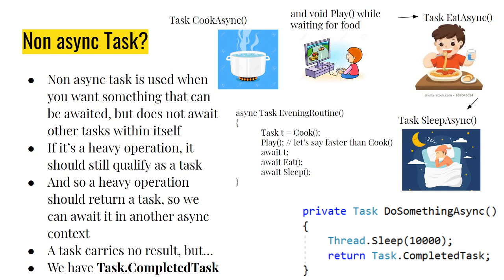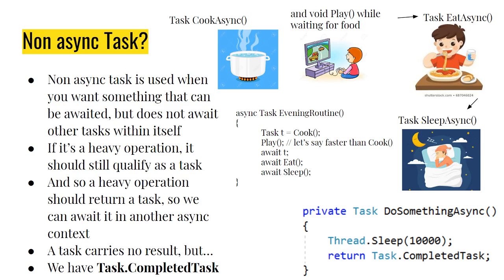Sometimes we have tasks which don't have to be asynchronous. For example, look at the following. You have task cook async, you have void play while waiting for food, you have eat async, sleep async, do something else async. In the example, I forgot to add those prefixes, but imagine that they're there. So evening routine. First, let's think if this was synchronous code.